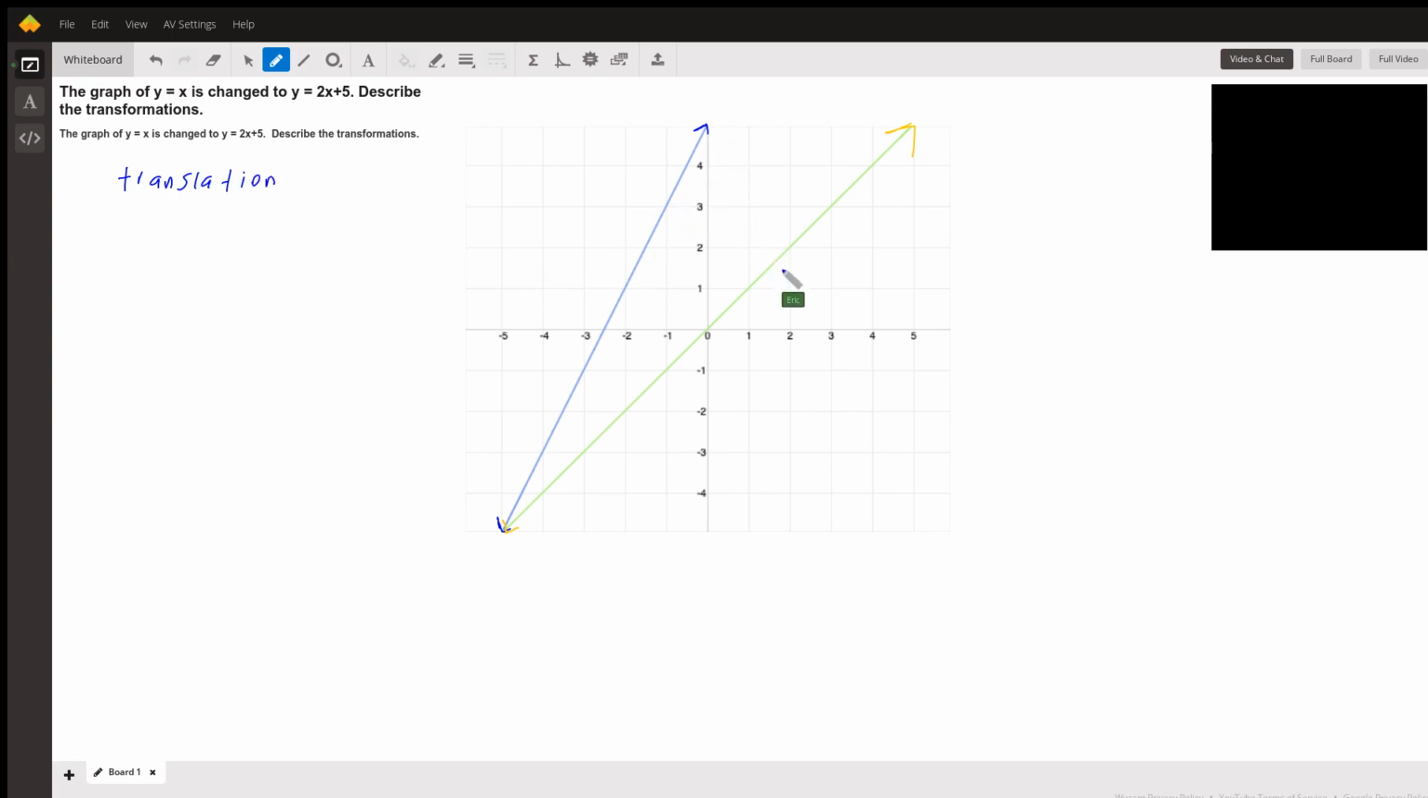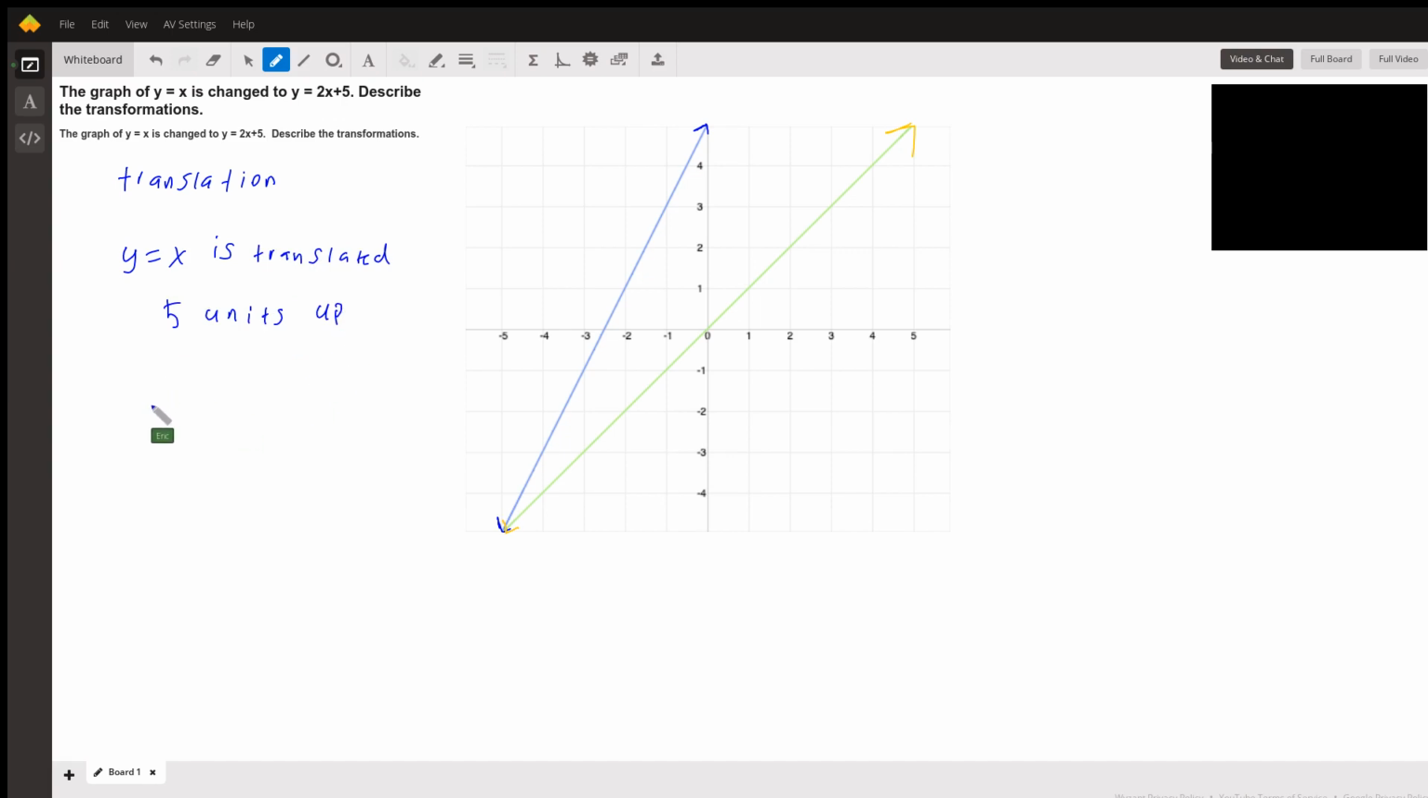If we slid this line, how far would we have to slide it down to get the y-intercept on the origin? Well, we would have to go down 5 units. So when we're asked, the graph of y equals x is changed to y equals 2x plus 5, y equals x is translated 5 units up.